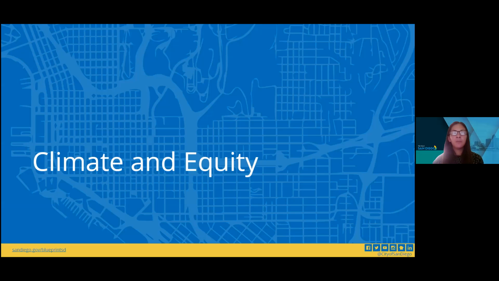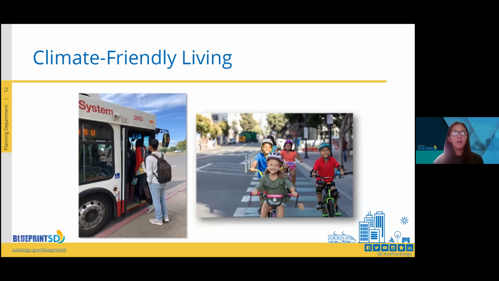Next slide, please, Nathan. The city is currently updating its climate action plan, which was first adopted in 2015. The climate action plan identifies various strategies to reduce harmful emissions that contribute to the adverse effects of climate change and affect our daily lives. One of the areas in which the city can reduce its emissions and help to combat climate change is by transitioning the way we get around from travel by car to traveling by biking, walking, or taking transit.